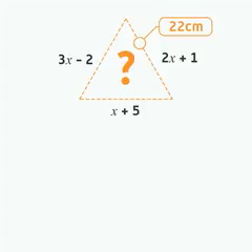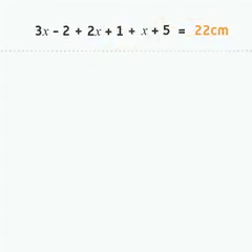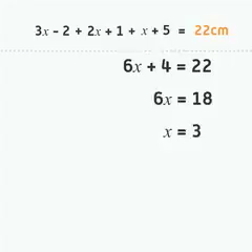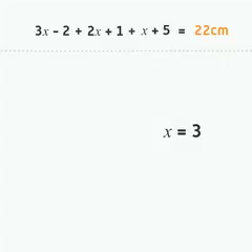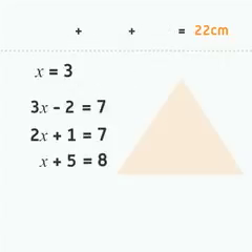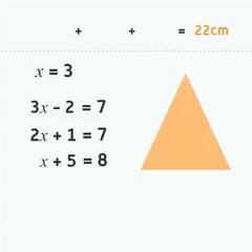The perimeter is the three sides added together, so 3x minus 2 plus 2x plus 1 plus x plus 5 equals 22. You simplify to get 6x plus 4 equals 22. 6x equals 18, so x equals 3. Substituting into the lengths of the sides gives 2 lengths of 7 and 1 of 8, so the triangle is isosceles.